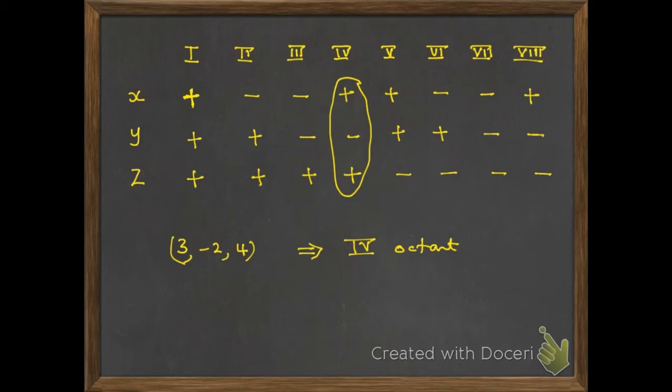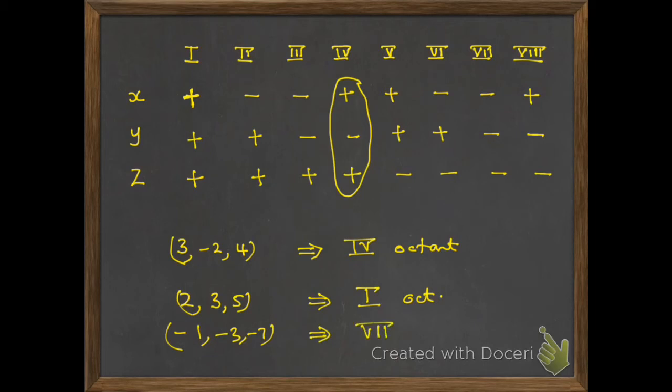So when all are positive, say for example 2, 3, 5, that would lie on the 1st octant. What about all are negative? Minus 1, minus 3, minus 7. Where would it lie? It lies on the 7th octant. So this is the easiest 1 mark question. I'll erase this part. So you can just copy this down.